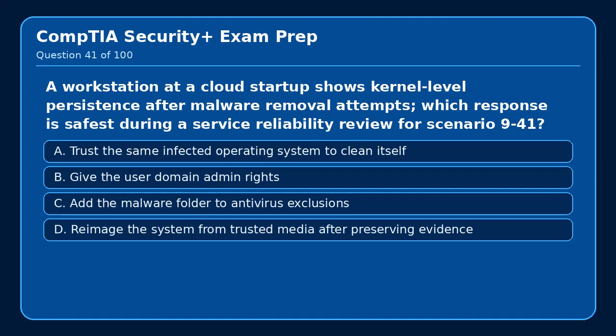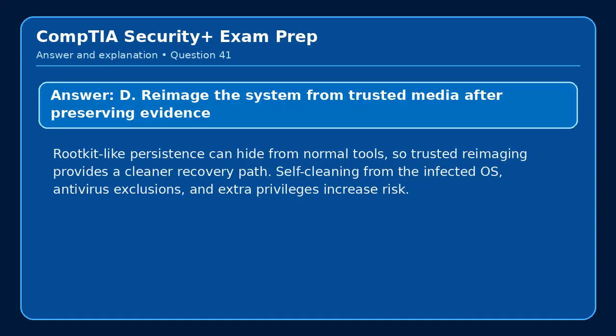Take a moment to choose your answer. The answer is D. Endpoint detection and response. EDR monitors endpoint activity and can detect, investigate, and respond to suspicious behavior. Modems, label printers, and cable toners do not provide endpoint behavioral security monitoring.